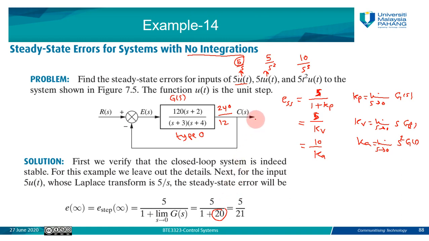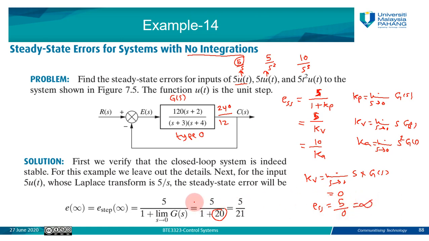If you go to the second input, which is 5 over s squared, we are going to find the value of Kv, and Kv will equal the limit as s goes to 0 of s times G(s). Whatever the value of G(s) is, since there is no s in the denominator, this s will stay there. If the s stays, that means the Kv value will be equal to 0. If Kv equals 0, then the steady state error will be 5 over 0, which is infinity.